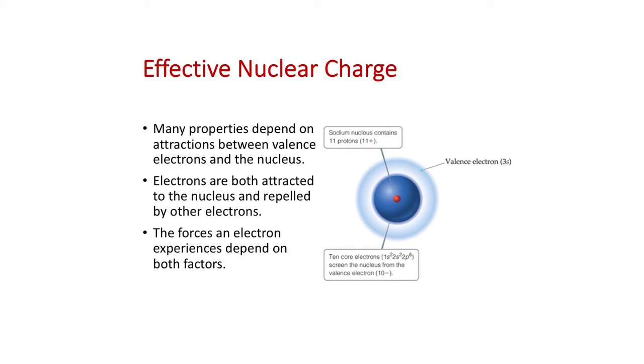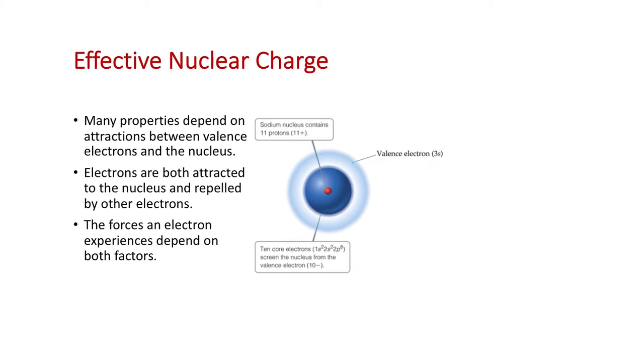The main difference of our elements as we go from left to right comes from their difference in effective nuclear charge. So the effective nuclear charge is the charge experienced by the outer valence electron, or by a particular electron in an atom. So we started our discussion with lithium.